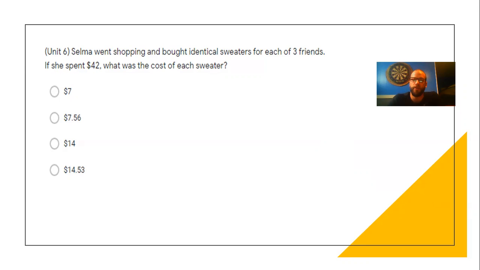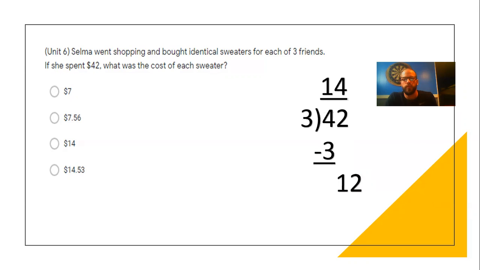Unit 6. Selma went shopping and bought identical sweaters for each of her 3 friends. If she spent $42, how much did each of the sweaters cost? So 42 divided evenly into 3 piles is what? Let's see. 3 goes into 4 one time. There is 1 left over, however. And then you bring down the 2. 3 goes into 12 4 times, answer's $14.